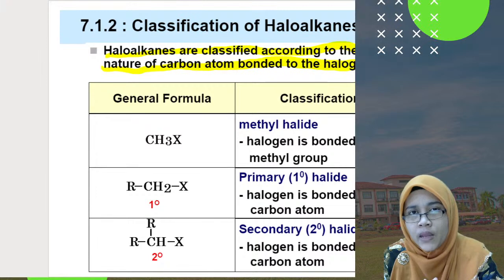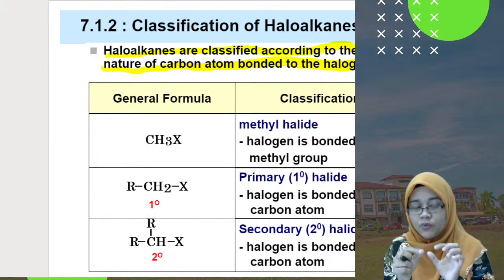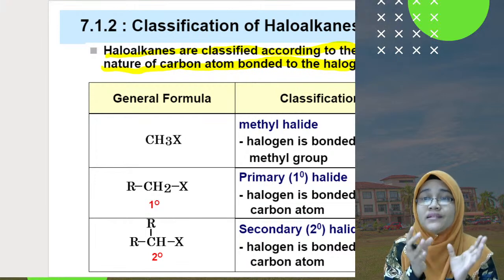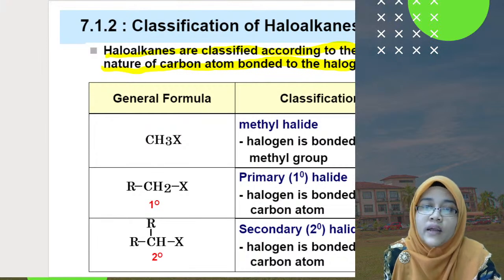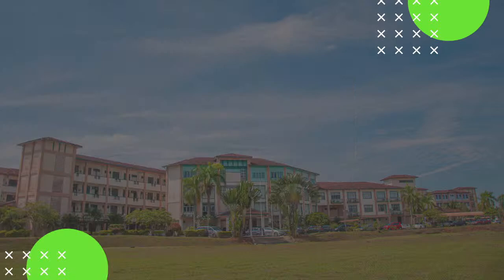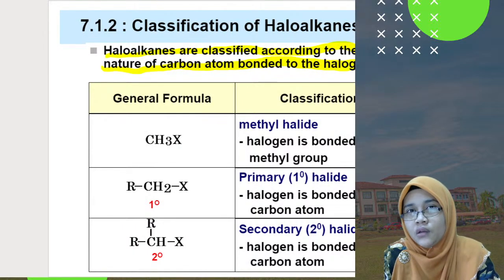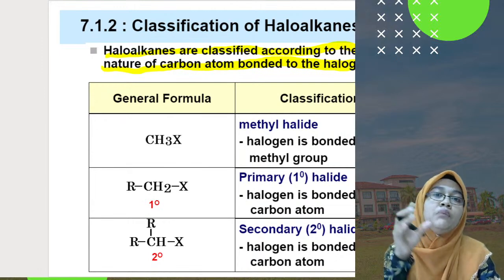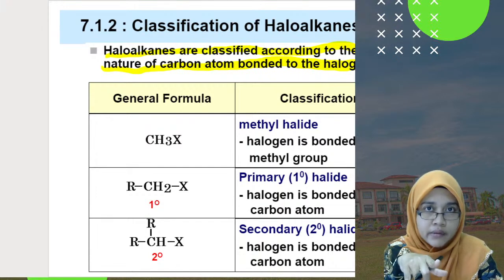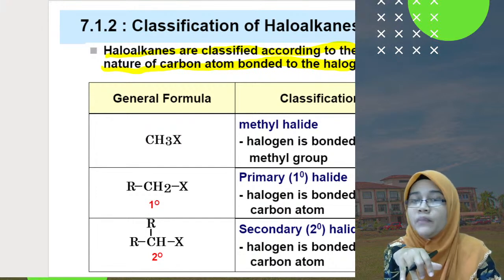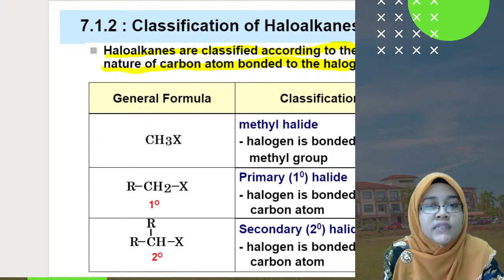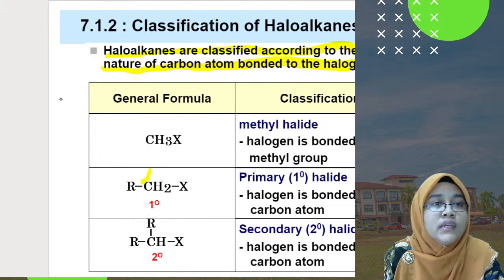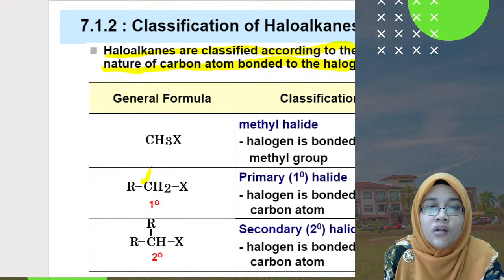Alright, it is not primary, secondary or tertiary, because when this halogen is directly bonded with CH3, it is classed as methyl halide. Alright. For primary halide, when this halogen, either chlorine, bromine, fluorine or iodine, is directly bonded to the primary carbon. So usually I call this the alpha carbon.